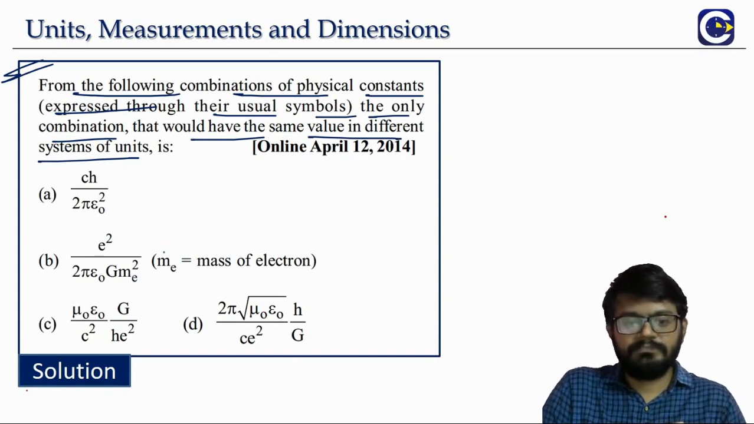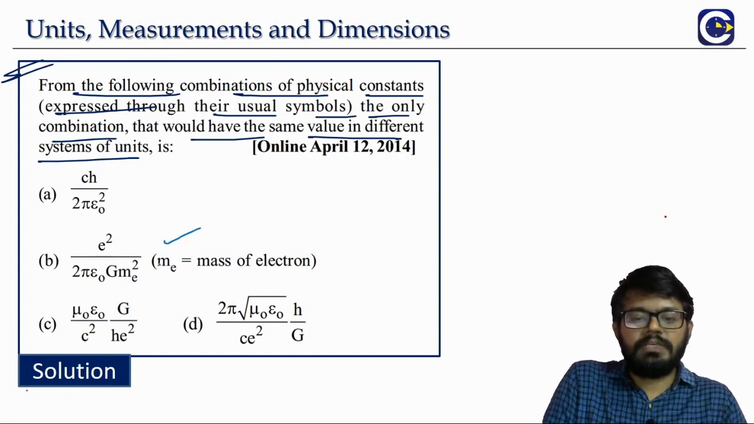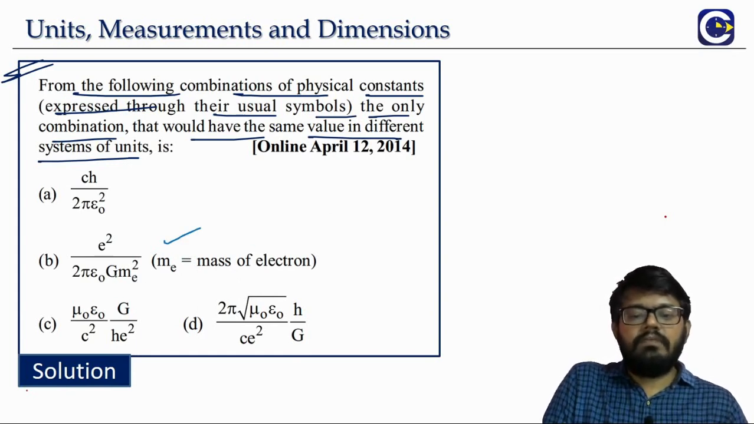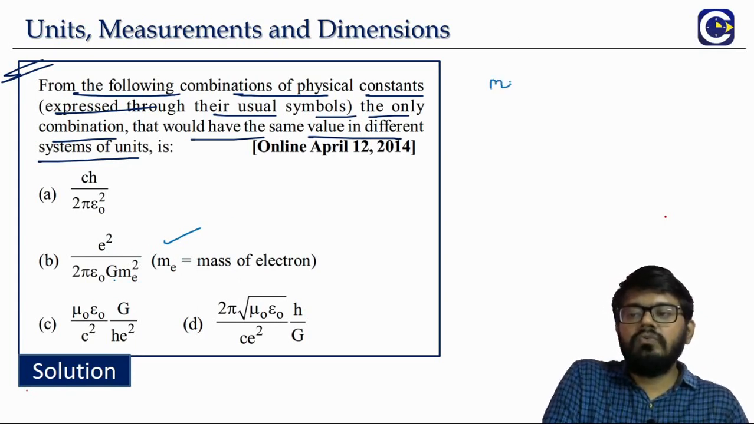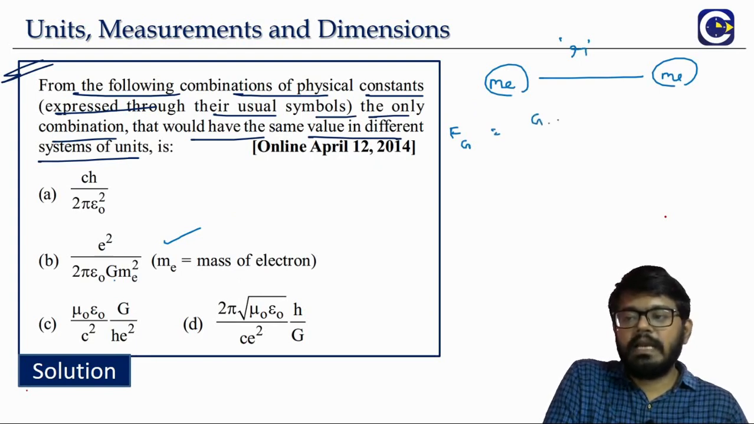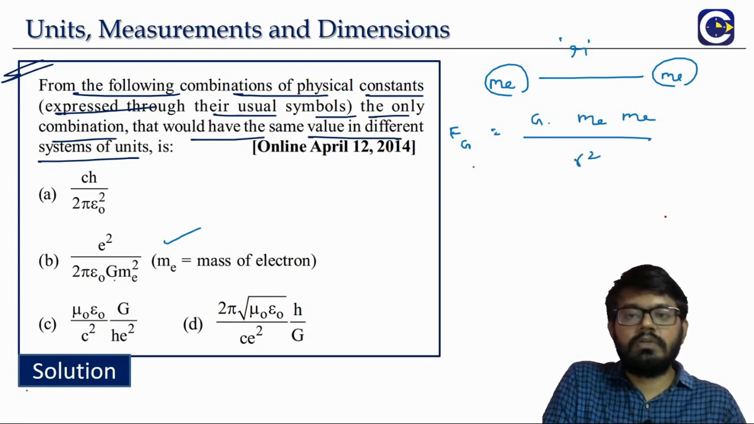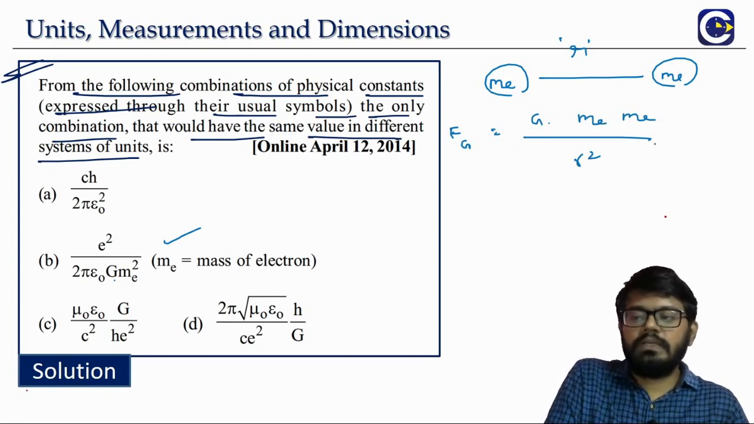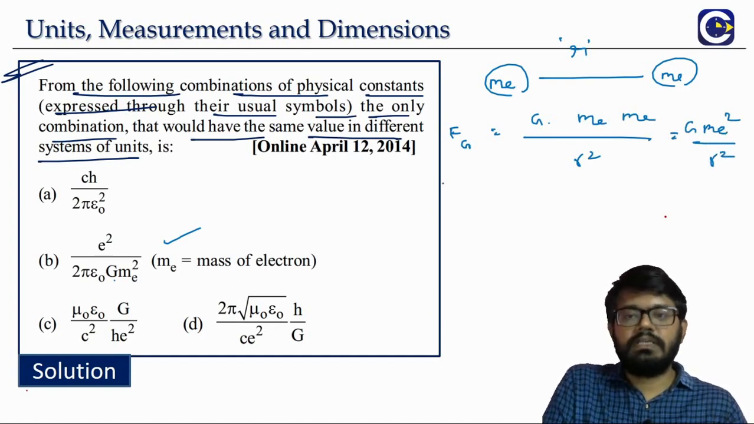If you look at option B, we have capital G, mass of electron, and e is the charge of electron. Think of it. If you have two electrons separated by a distance r, the gravitational force between them is given by capital G, mass of electron into mass of electron by r square. This is what we call Newton's law of gravitation. So what is this? G into me square by r square. This is the gravitational force.